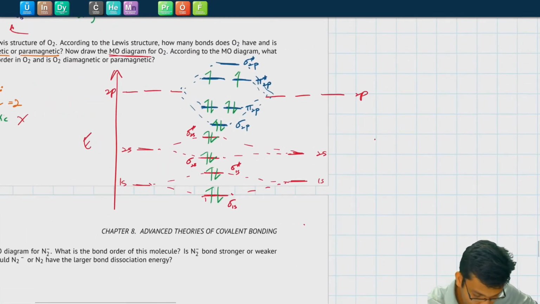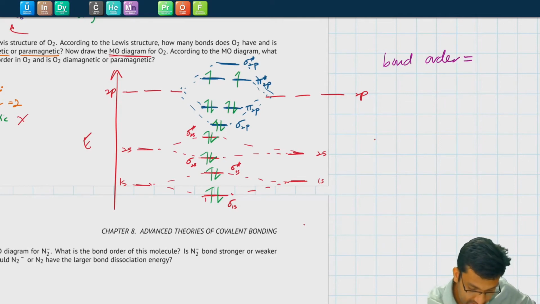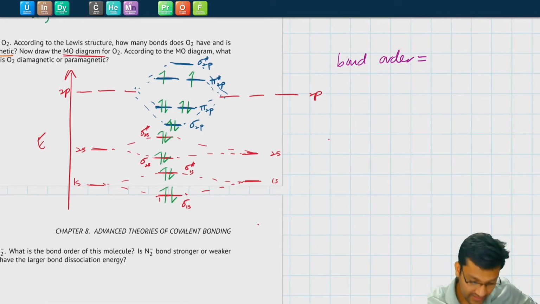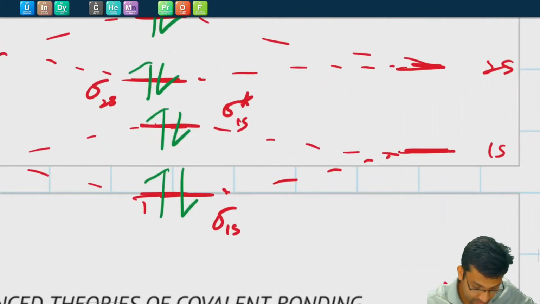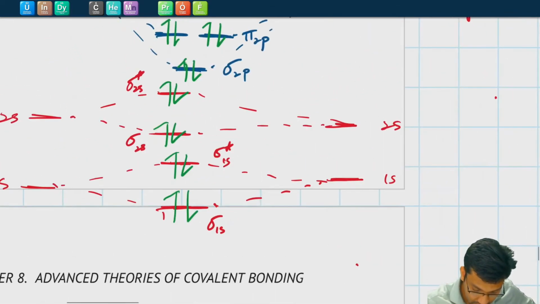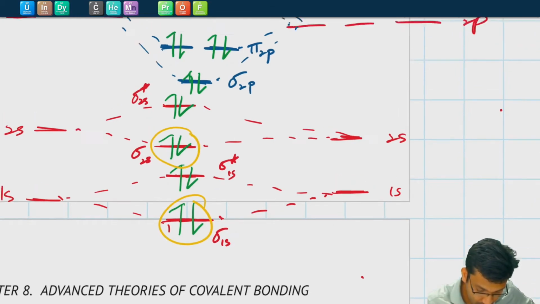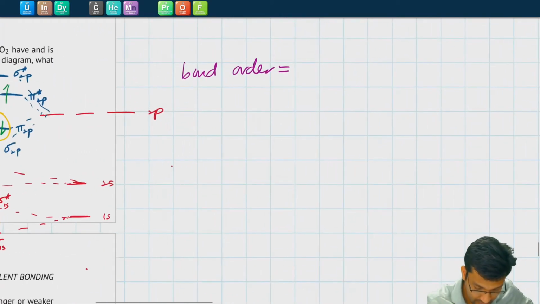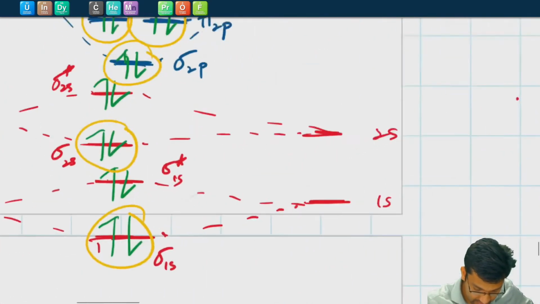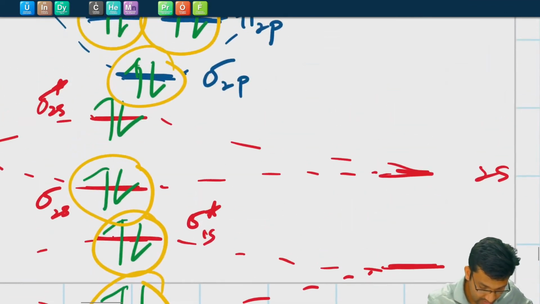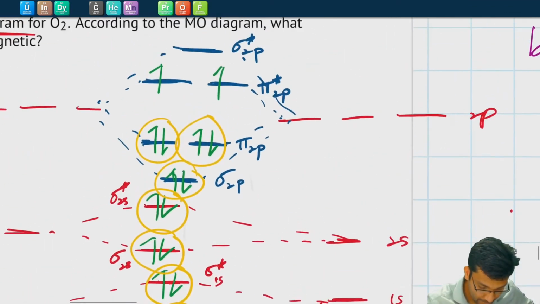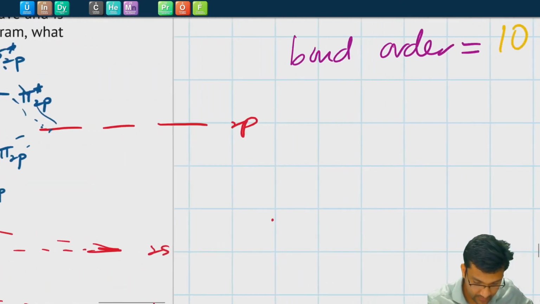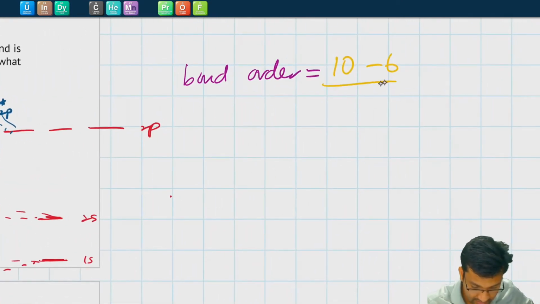Let's look at the bond order. The bond order is all of the bonding electrons minus all of the antibonding electrons, divided by 2. So let's count all of the bonding electrons first. We have 2, 4, 6, 8, 10. So that's 10. How many antibonding electrons do we have? Here's an antibonding orbital, so that's 2. Here's another one, 4. Here's 2 more, 5, 6. So minus 6, divided by 2. 10 minus 6 is 4, divided by 2, we get 2.